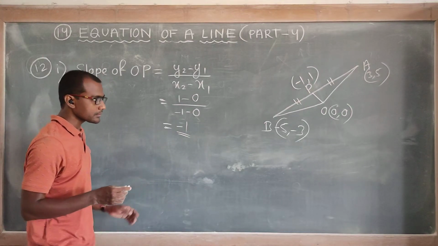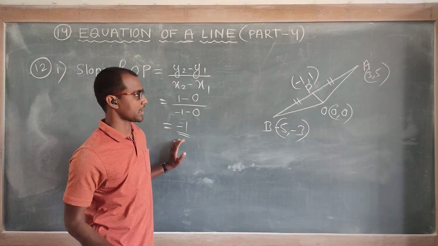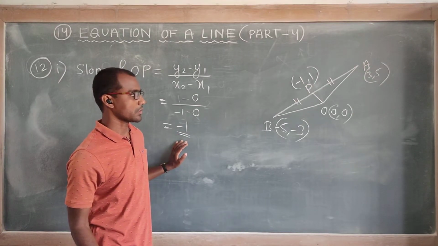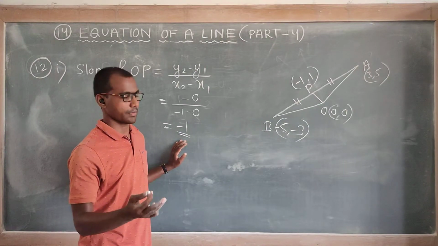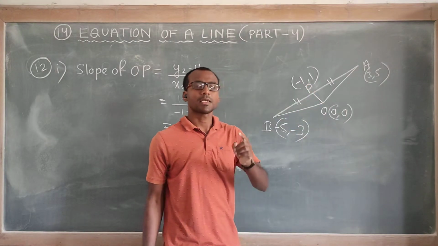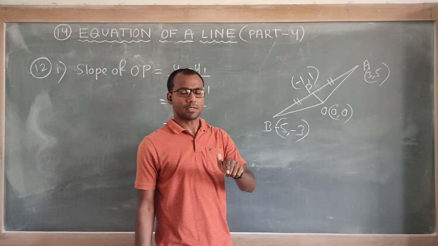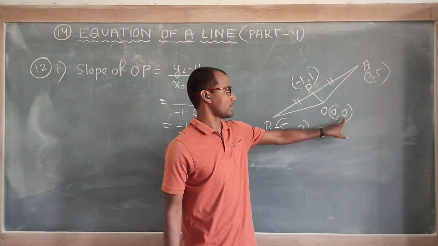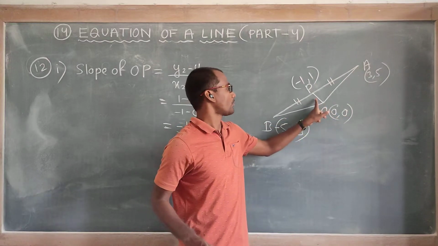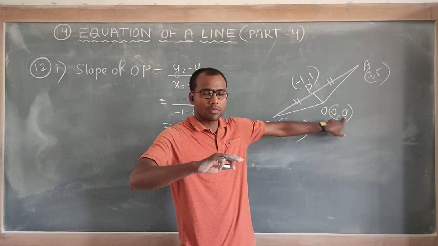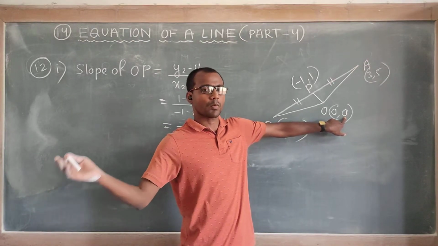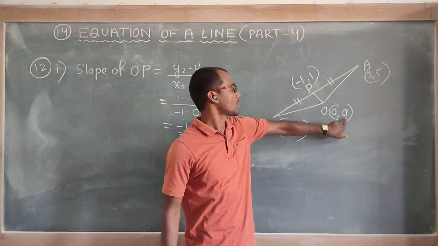Then we need one point. There are 2 points given, and you can take any point. Also we can use the y-intercept, because O is (0, 0), which means the line OP intersects the y-axis at the origin. Its y coordinate is 0, that means the y-intercept of the line OP is 0. Remember, when x is 0, the corresponding y coordinate is the y-intercept. When y is 0, the corresponding x coordinate is the x-intercept. So the y-intercept is 0.